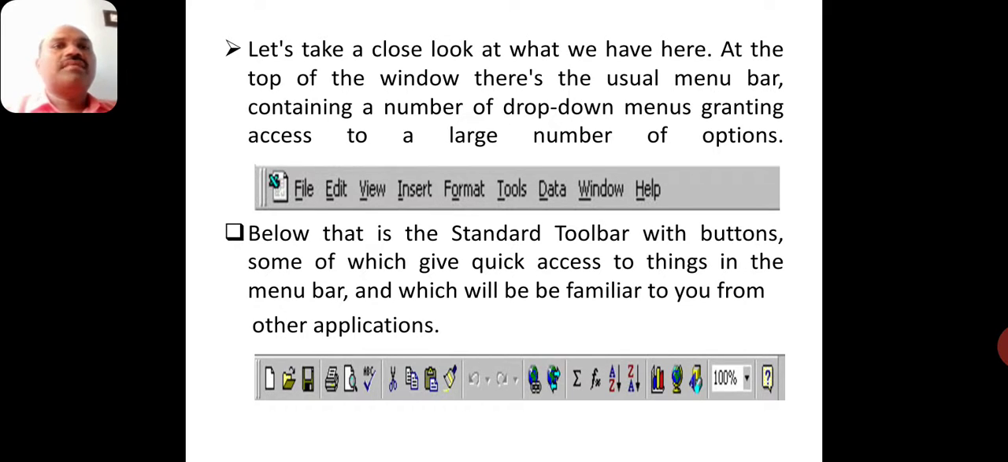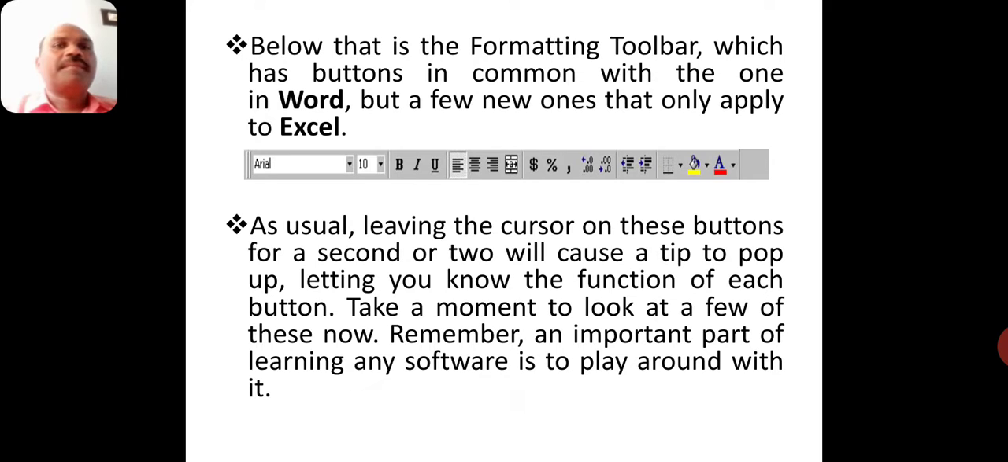Let's take a close look at what we have here. At the top of the window, there is the usual menu bar containing a number of drop-downs. Menus grant access to a large number of options. Below that is the standard toolbar with buttons, some of which give quick access to things in the menu bar. Below that is the formatting toolbar. Next, as usual, leaving the cursor on one of these buttons for a second or two will cause a tip to pop up, letting you know the function of each button.